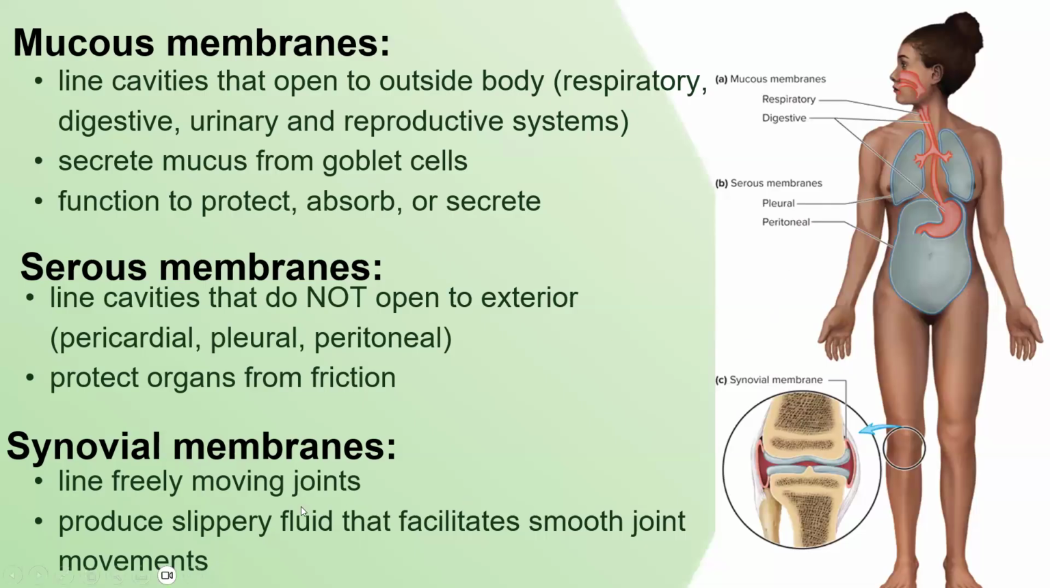And then last, we have synovial membranes. These are going to line our freely movable joints. They produce a slippery fluid. It's kind of like lubrication for the joints, and it's called synovial fluid. And it just helps reduce friction and facilitate smooth movement. And so synovial fluid, the synovial membrane, and the hyaline cartilage all help to prevent friction within our joints.